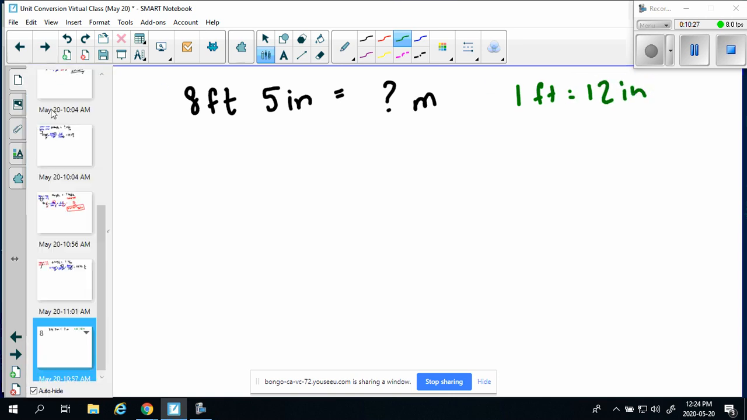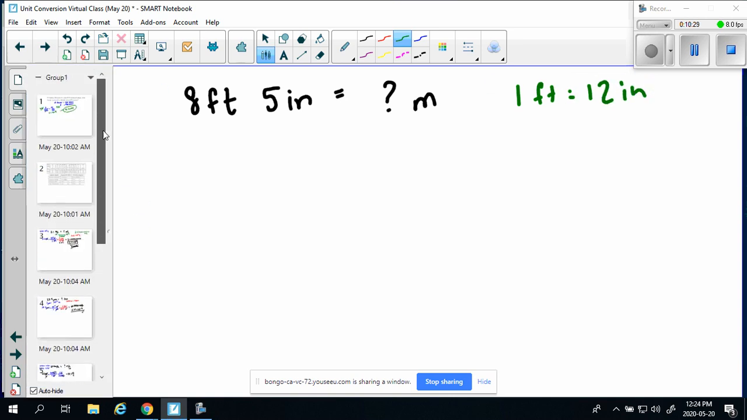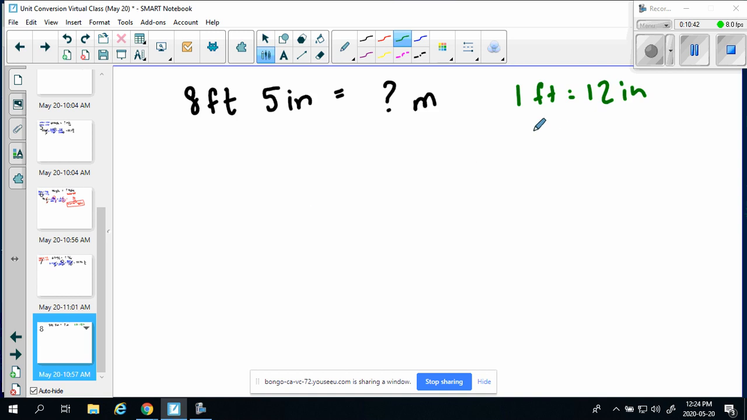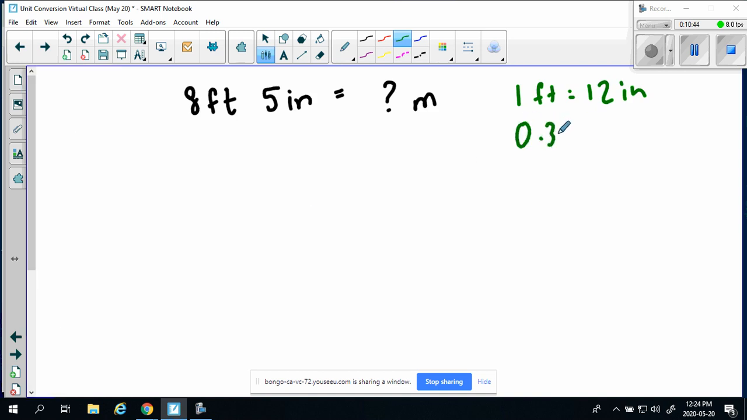And then I'm going to go back and see if there's a conversion that will take me into meters. Let's see. So feet into meters. This will take me into meters. Okay. So 0.3048 meters in a foot. And I do not think that there is a convenient conversion that will take me from inches into feet or inches into meters. So these are our two conversion factors.